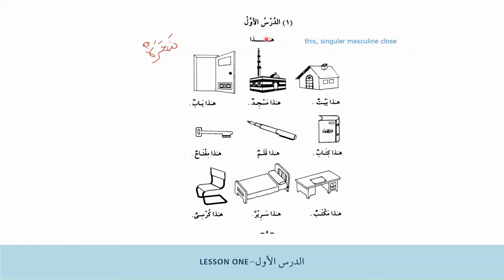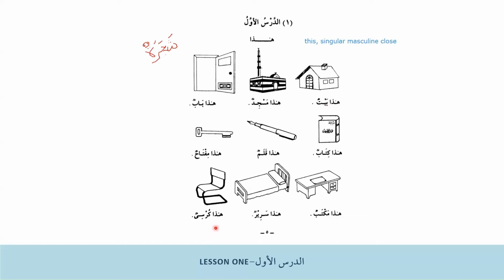Okay, هذا is translated as this, and it's used to point at things which are singular. So every single thing we pointed at here was singular. Baytun, a house. Masjidun, a masjid. Babun, a door. Kitabun, a book. Qalamun, a pen. Miftahun, a key. Maktabun, a desk. And sarirun, a bed. And kursiyun, a chair. So everything we pointed out in this lesson was singular.